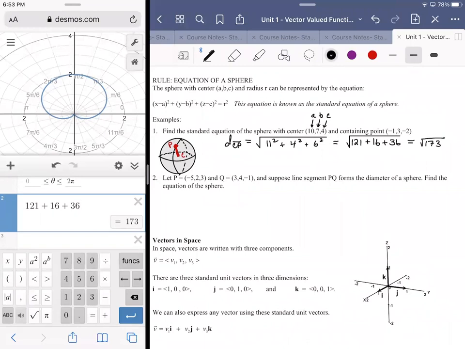All right, so we're looking at (x minus 10) squared plus (y minus 7) squared plus (z minus 4) squared is equal to the radius squared, which is going to be 173.